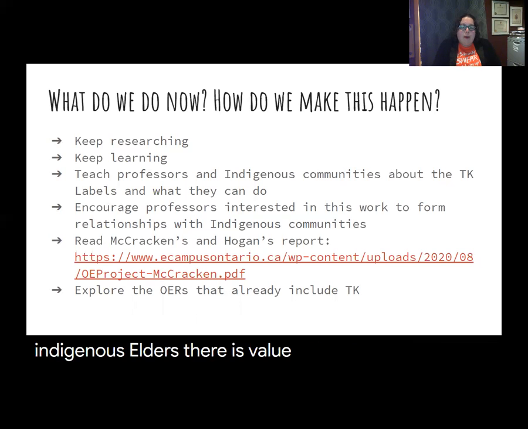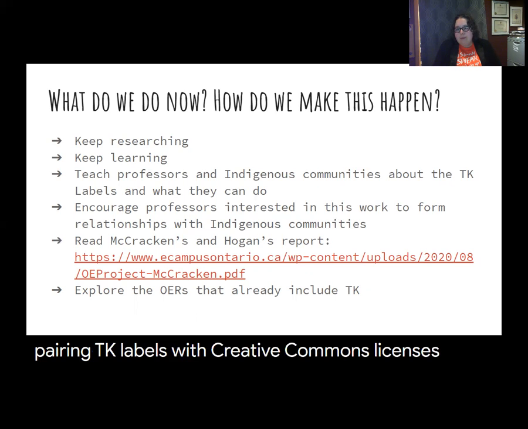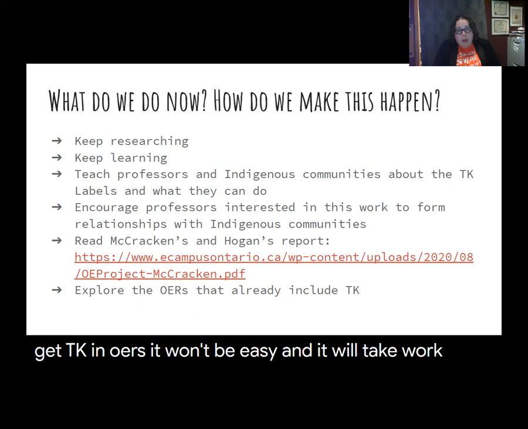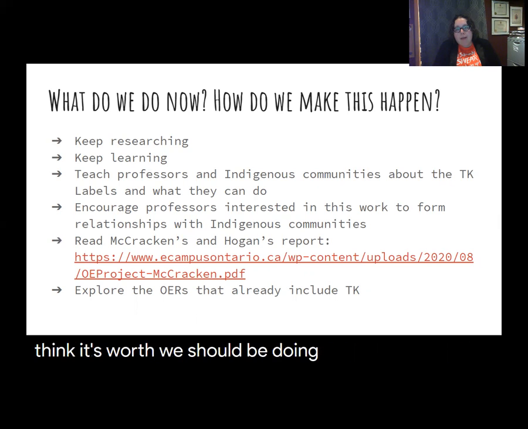There is value in the idea of pairing TK labels with Creative Commons licenses through relationships with Indigenous communities to get TK in the OERs. It won't be easy and it will take work, but I think it's work we should be doing, and I plan to continue exploring this path.